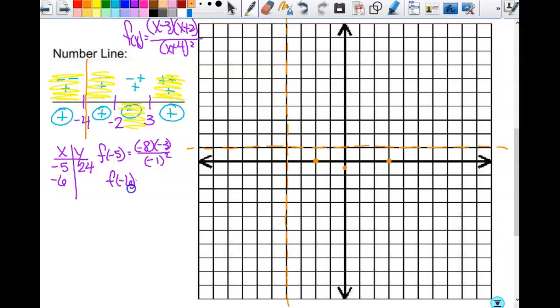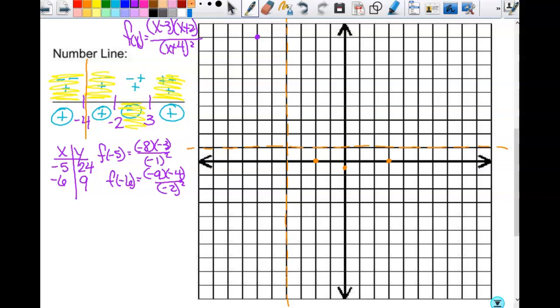F of negative 6 gives me negative 9 times negative 4 over negative 2 squared. So what's that going to give me? Did I do that right? Yeah, it gives me 9. Okay, I was thinking I was supposed to get something else. Positive 9, okay. So negative 6, and then 1, 2, 3, 4, 5, 6, 7, 8, 9. Well, that's all fine and great. I got a point, but that doesn't exactly give me anything.